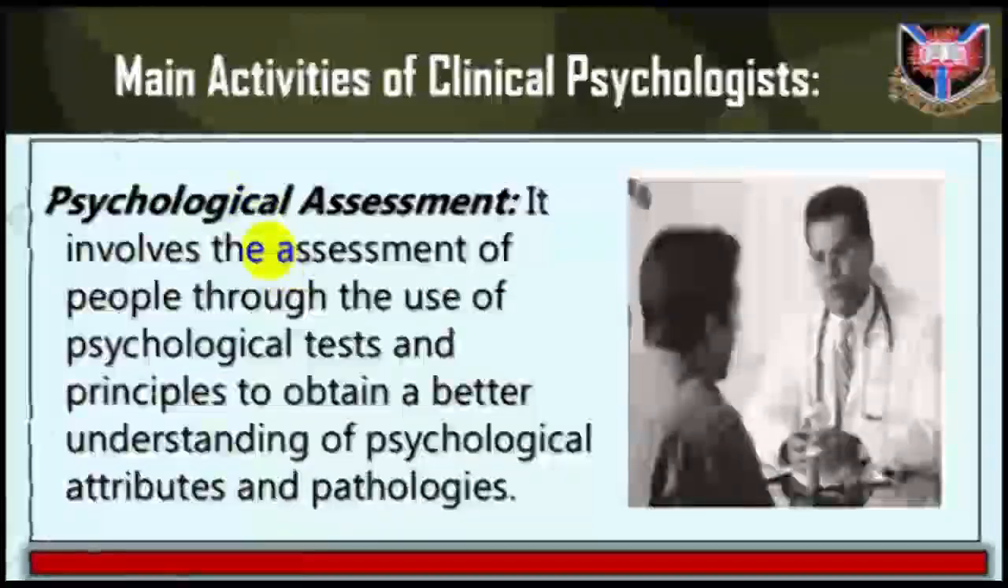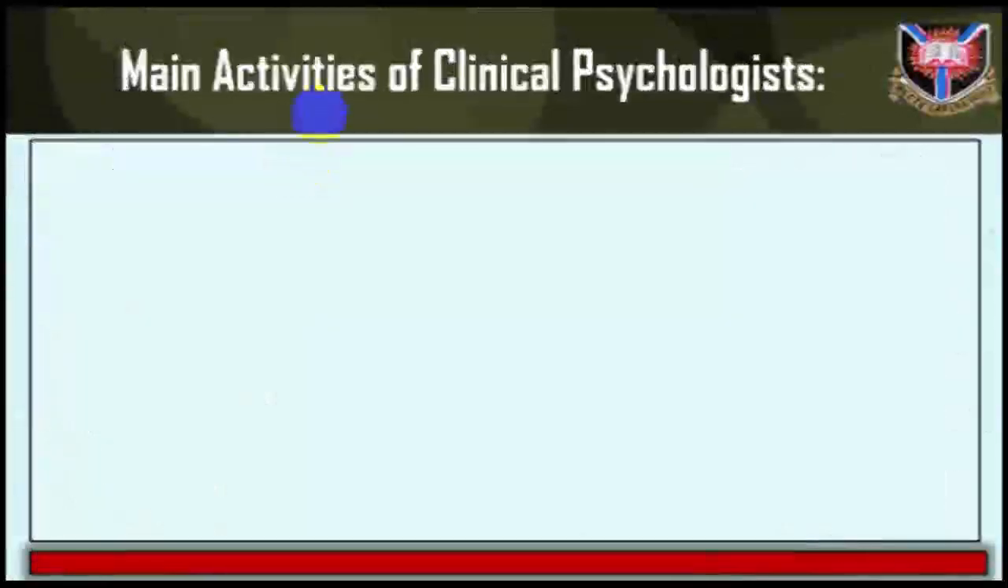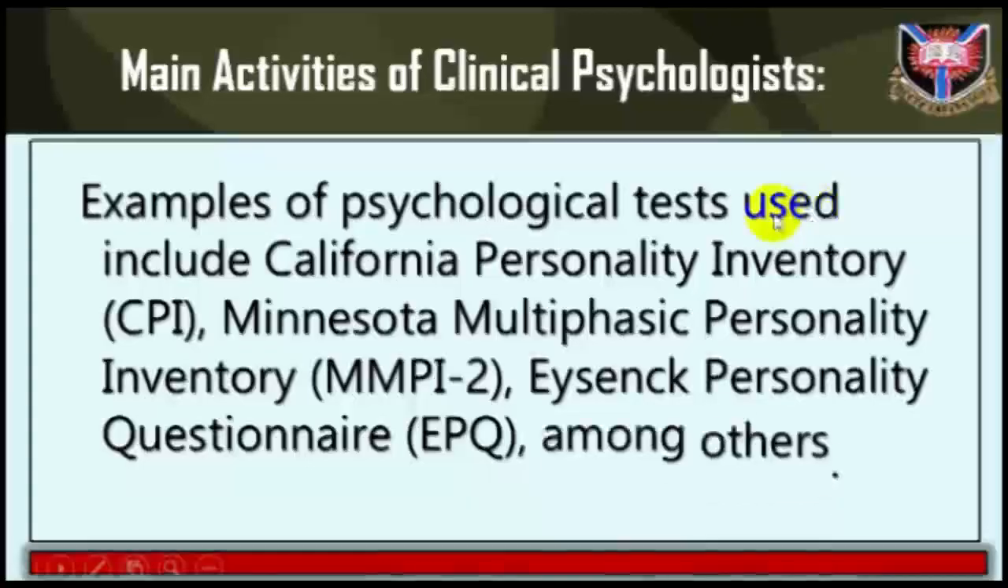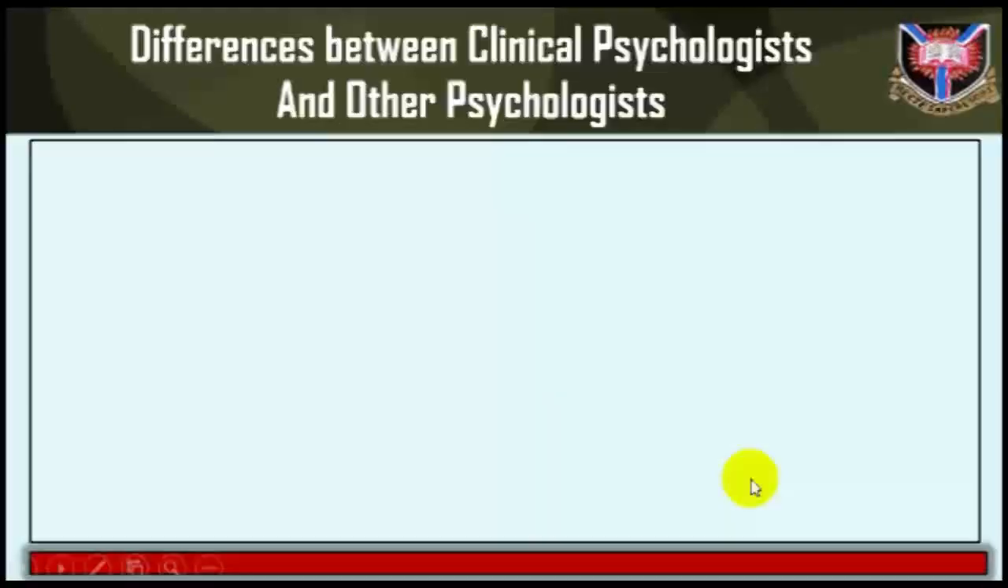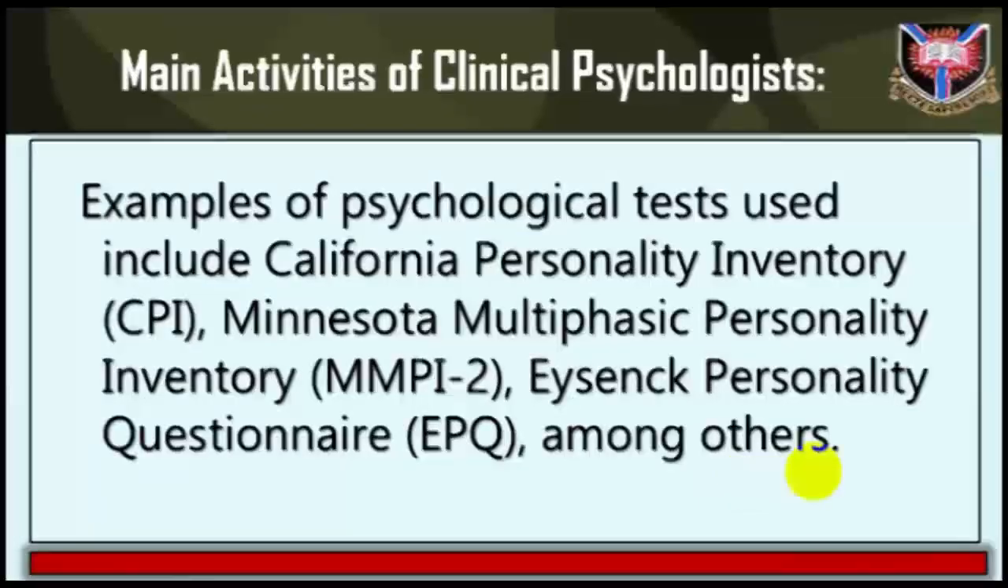Examples of psychological tests used include California Personality Inventory, CPI, Minnesota Multiphasic Personality Inventory, MMPI-2, Eysenck Personality Questionnaire, EPQ, State-Trait Anxiety Inventory, STAI, among others.